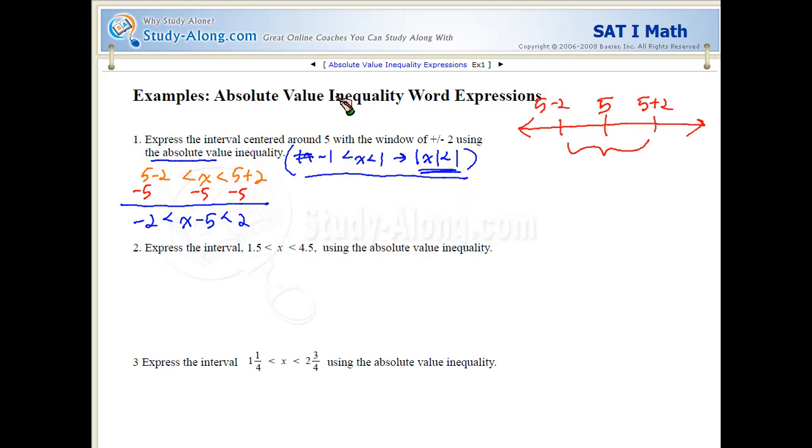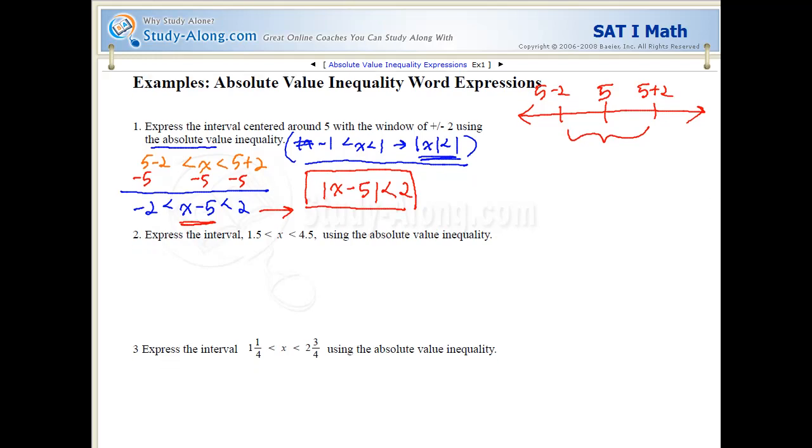Okay, so to answer this, we would take this middle part, put it in the inequality, and it would be less than 2. Just kind of like how we did here. And this would be your answer. Nice and easy. Great way to start off this quiz.